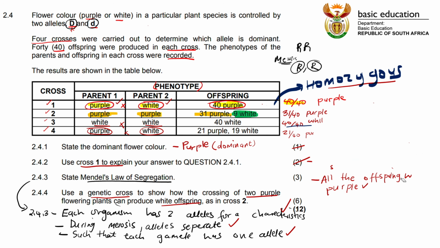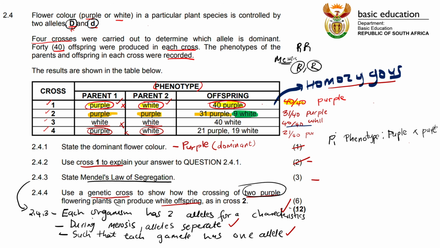So here we are going to cross 2 purple coloured flowering plants, but each flowering plant will be in a heterozygous condition because we know that our offspring is a mixture. First we write the parent generation P1 and you state the phenotype of the parent generation. In this case, we are crossing 2 purple, so we must have 2 purple. We are crossing a purple flower with another purple flower. And then what about their genotypes? Remember, we've said that they will be heterozygous.